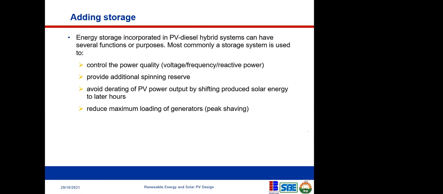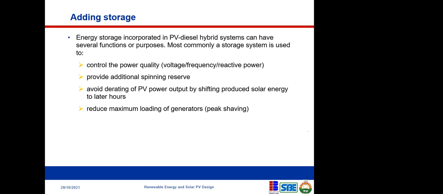So energy storage incorporated in a PV diesel hybrid system can have several functions or purposes. Most commonly, a storage system is used to do the following. It is used to control the power quality. So in terms of the voltage, you can use it to stabilize the voltage, the frequency, the reactive power, and all of that. You can also use it to provide additional spinning reserve, okay?